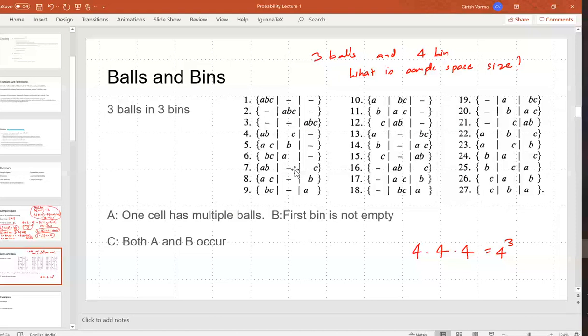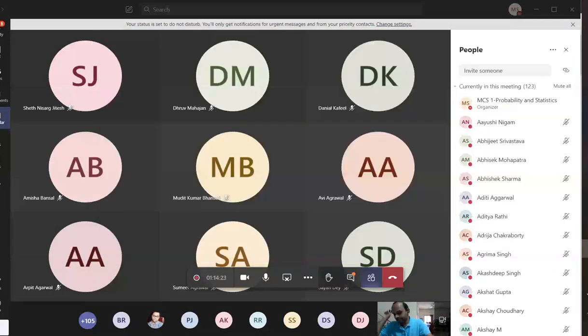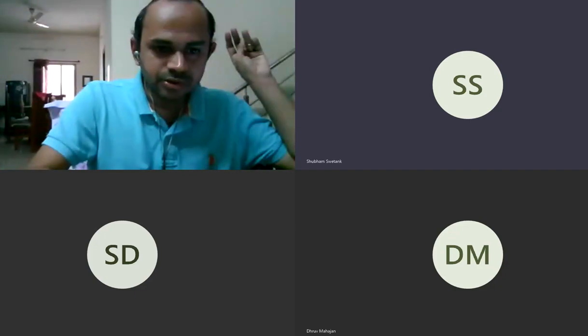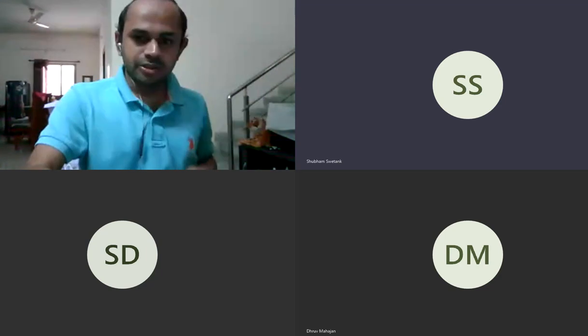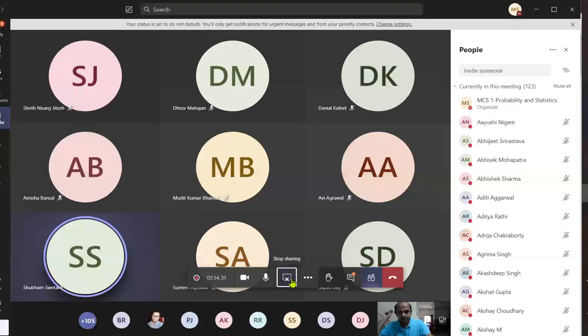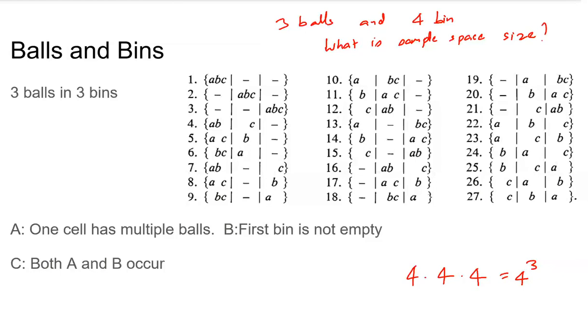So there are 3 baskets and there are 3 balls, right? And you are being asked the probability that one of the baskets has multiple balls. What do you think the answer is? How do you find this probability? Multiple means more than one, or at least two.